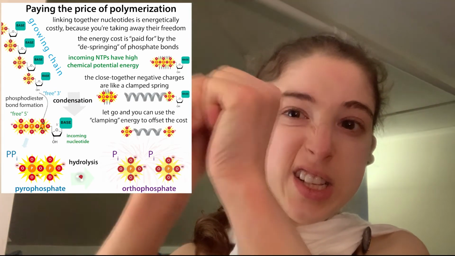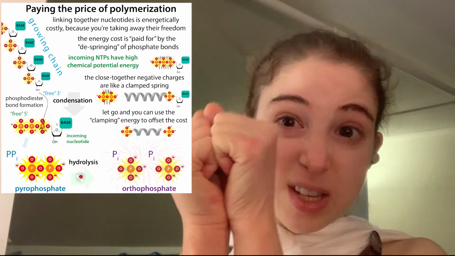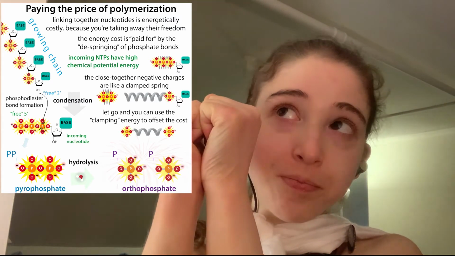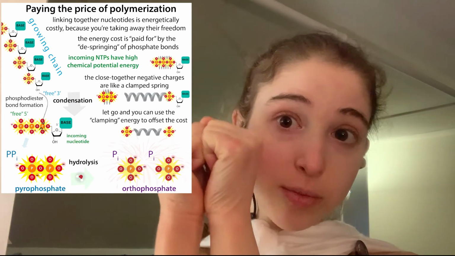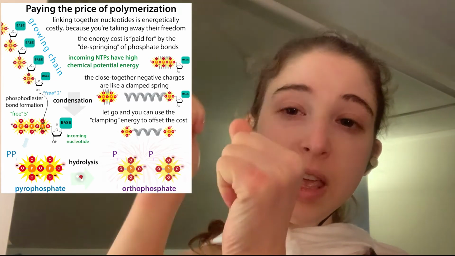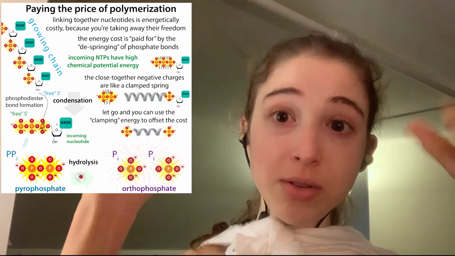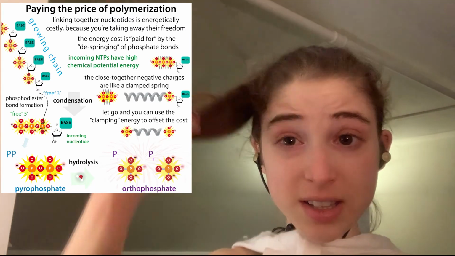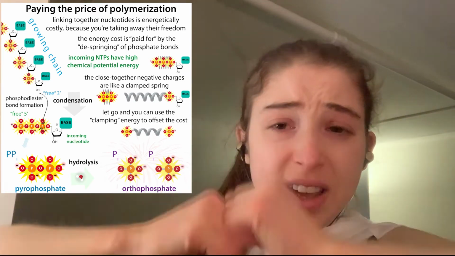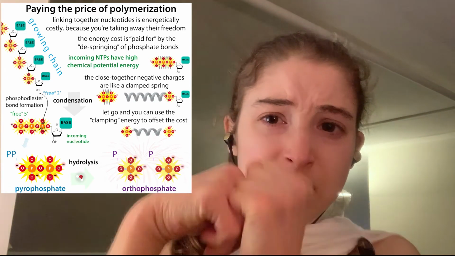negatively charged things clamped together, like a clamped spring. These negative charges are trying to repel each other, but they're being held together by these bonds. If you can break them, boom, you get energy, and they can use that energy to pay for things like putting together the nucleotides, which they don't really want to do because you're tying them down, and things don't like to be tied down.